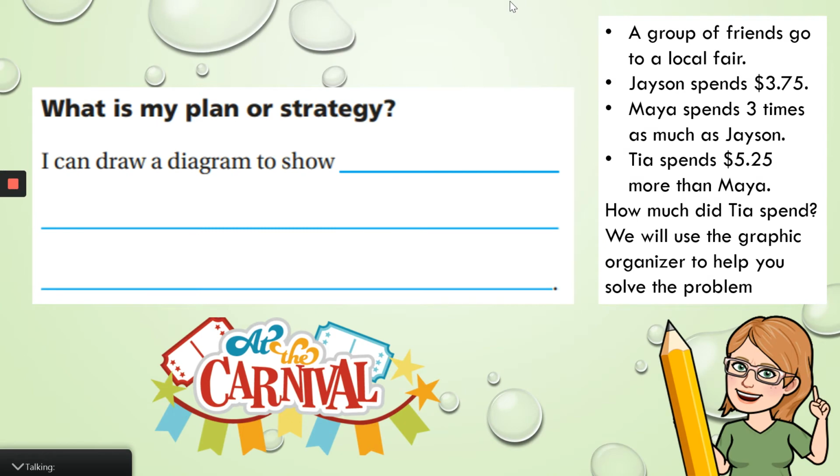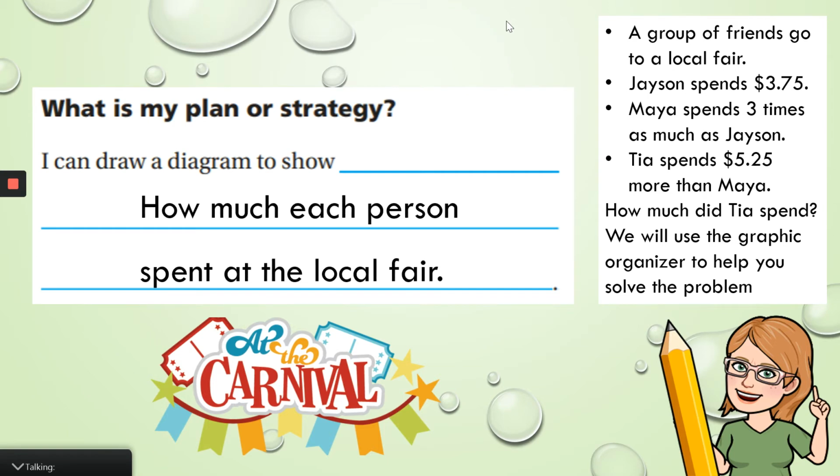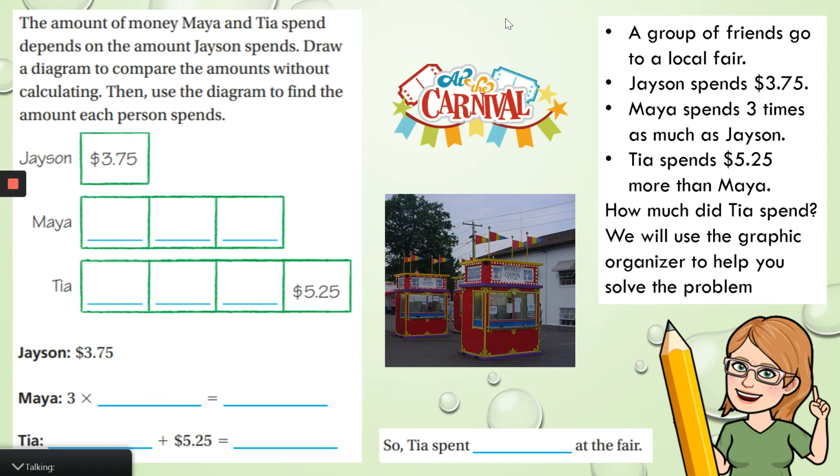Okay, what is my plan or strategy? I can draw a diagram to show how much each person spent at the local fair. Okay, here's our diagram. The amount of money Maya and Tia spend depends on the amount Jason spends. Draw a diagram to compare the amount without calculating. Then use the diagram to find the amount that each person spends.